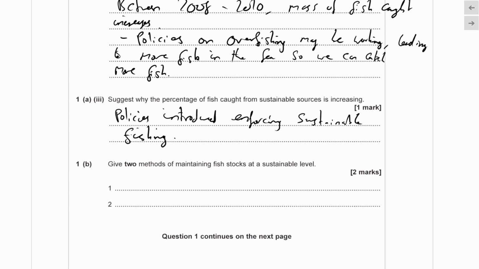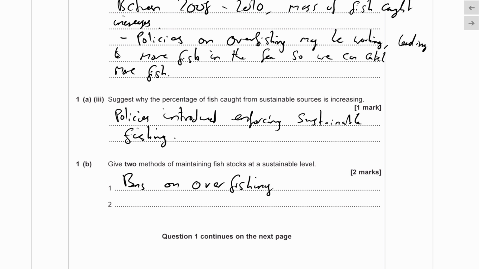All right, now in 1B it says give 2 methods of maintaining fish stocks at a sustainable level. All right, and now the first one is again what we've been saying. So basically policies, giving an upper limit or a ban, if you like, on fishing too much. So we're going to say bans on overfishing. All right, that's 1 mark.